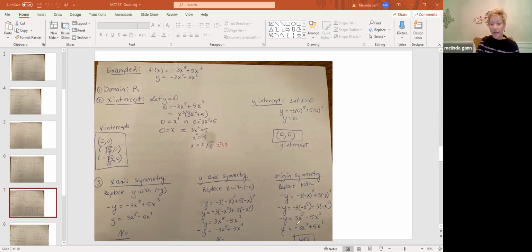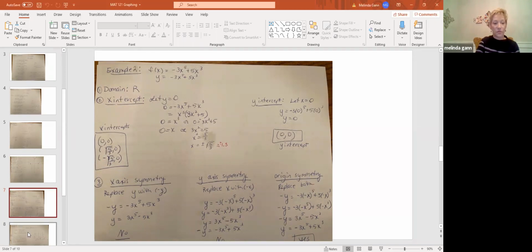That turned that one into a negative. That turned that negative into a positive, which did look like the original. So this time I've got origin symmetry. And again, that's going to be handy to know when I go make this t-table. Okay? All right, so let's go get our increasing decreasing.